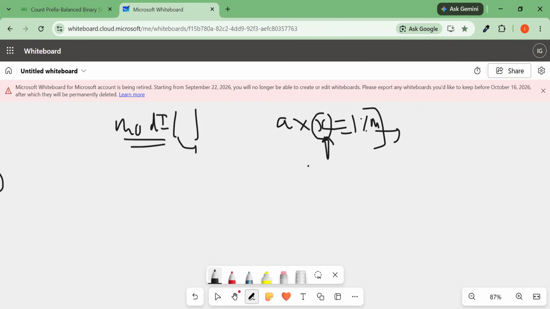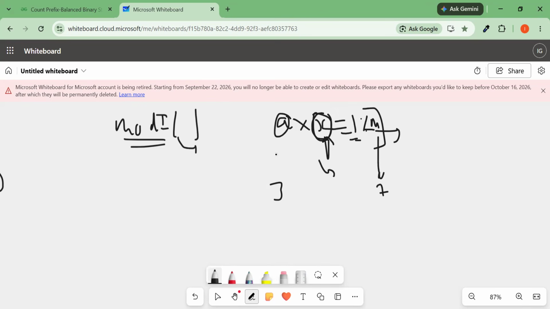This x will be called the modulo inverse of a mod m. It is called a modulo inverse because if I multiply a with x, it gives me 1, which is what I need. So how do we do that? Consider a is 3 and m is 7.